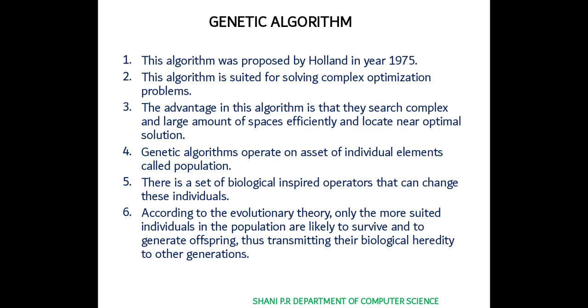There is a set of biologically inspired operators that can change these individuals. So in this genetic algorithm we will be using many biological steps like crossover, mutation, and selection, which come under these biological steps. According to the evolutionary theory, only the more suited individuals in the population are likely to survive and to generate offspring, thus transmitting their biological heredity to the next generation.